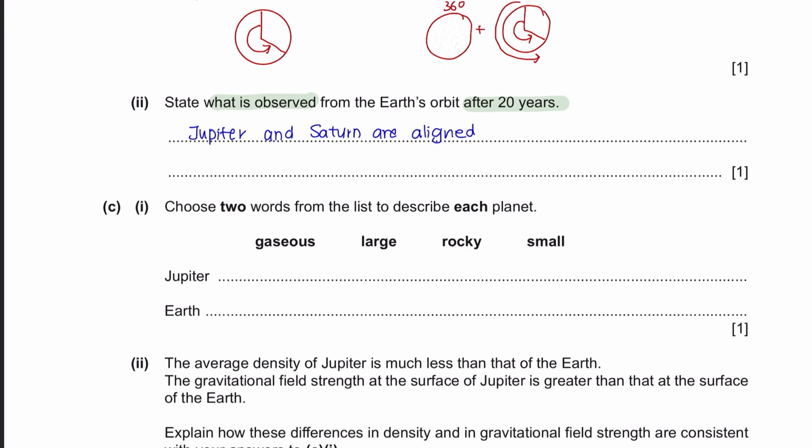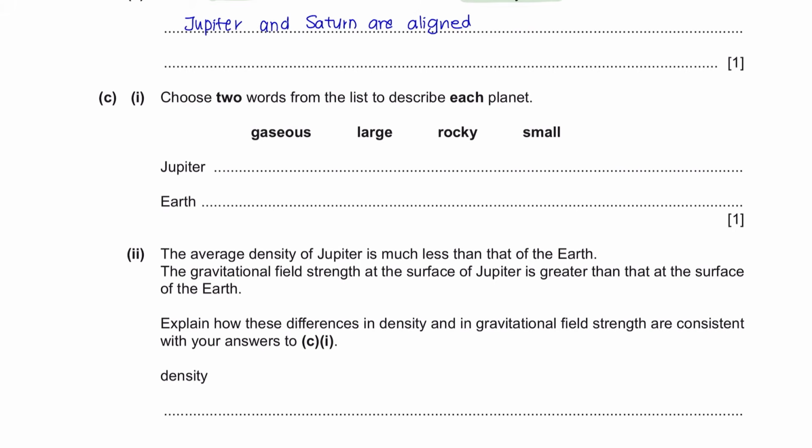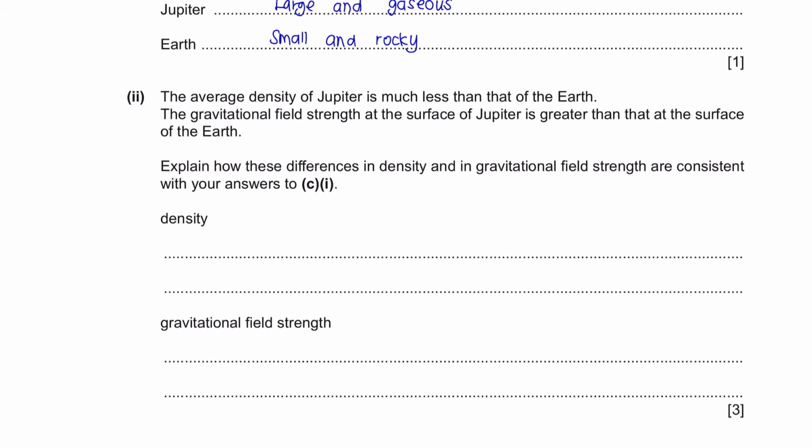Question C, Part 1. Choose 2 words from the list to describe each planet. Jupiter is known to be very large and gaseous compared to the size of Earth, which is small and rocky. Part 2. The average density of Jupiter is much less than of the Earth. The gravitational field strength at the surface of Jupiter is greater than at the surface of the Earth.